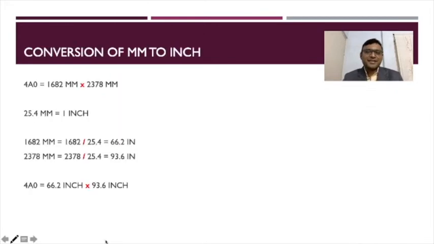In the next slide, it's quite basic in nature, but there are few people who have found it difficult earlier to convert millimeters to inches and vice versa. So this slide is for them. What one needs to remember is the basic formula of 25.4 millimeters equals 1 inch. So if we take an example of 4A0, which is 1682 millimeters cross 2378 millimeters, we need to divide each of these values by 25.4 to get our value in inches. And that's what has been done here.